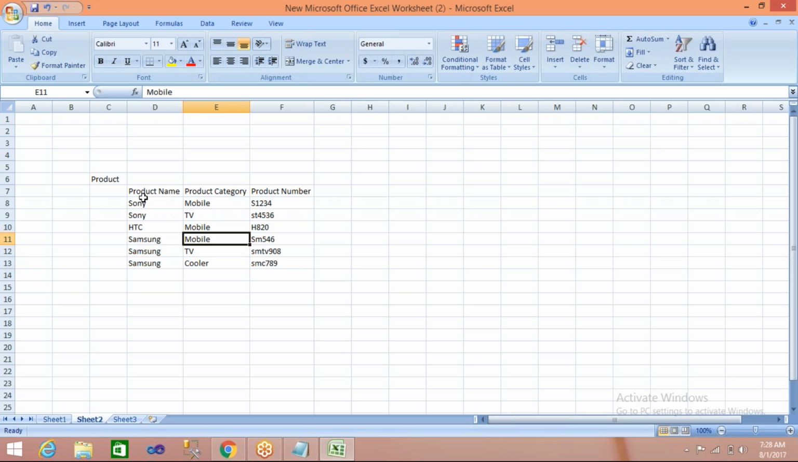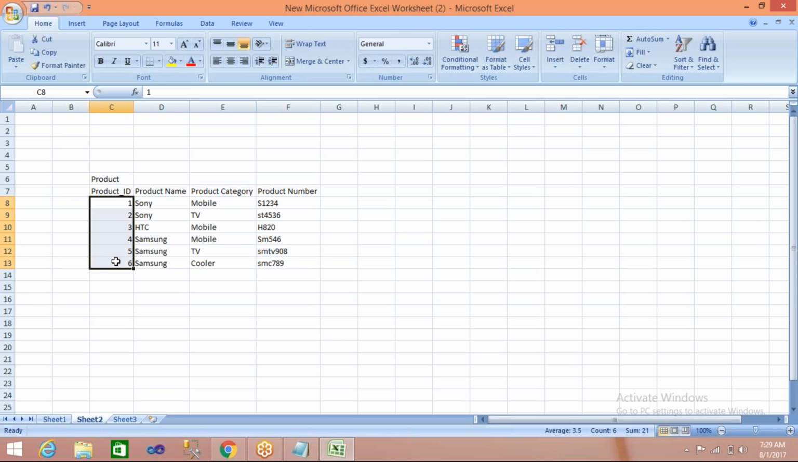But for each and every record, we give one unique identification number. For this particular combination, we will give one. These are the distinct combinations available in our transactional information. So for each and every record, we will give one identity. Likewise, we give the number. This is nothing but the product ID, and this will act as the primary key in this product table.